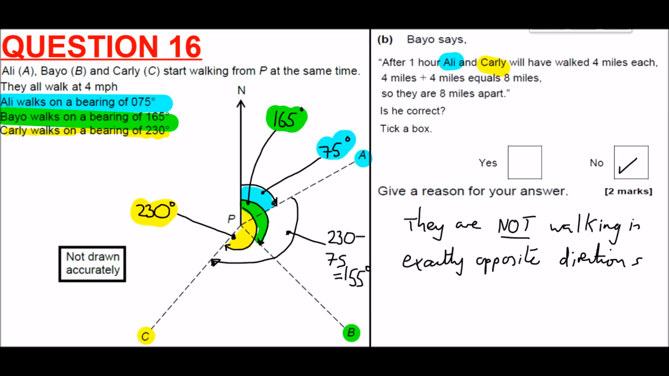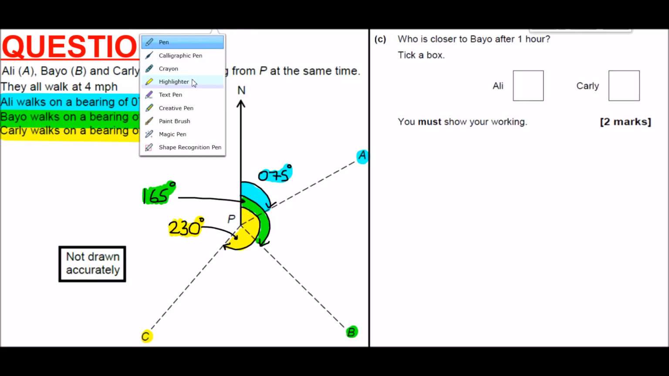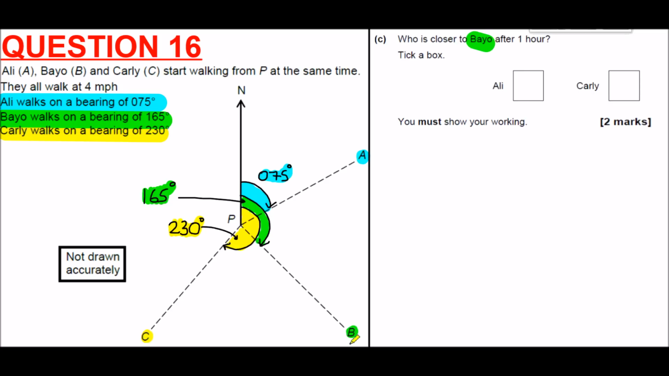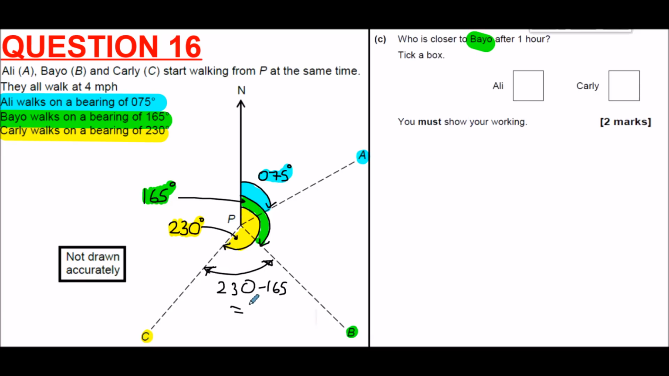So for part C now, we're asked who is closer to Bao after 1 hour. So B for Bao. So is it Ali or Carly? So what we can do here is just compare these two angles. So the angle between Bao and Carly will be this one here. So to work out this one here, it'd be the whole 230 just without this green bit. So 230 take away 165. So 230 minus 165 equals 65 degrees. So the angle between Bao and Carly is 65 degrees.